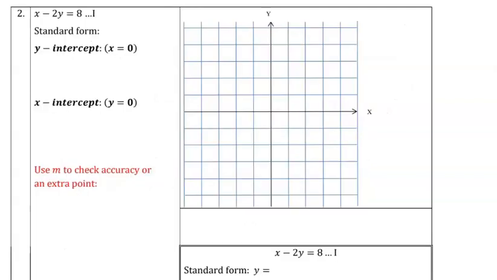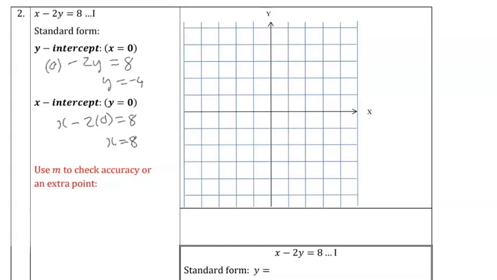Let us look at the second example here. For the y-intercept, we still have x equal to 0, so we have 0 minus 2y equal to 8, so that means y is equal to -4. And if we put in the x-intercept, then y is equal to 0, so we get x minus 2 times 0 equal to 8, so x is equal to 8.